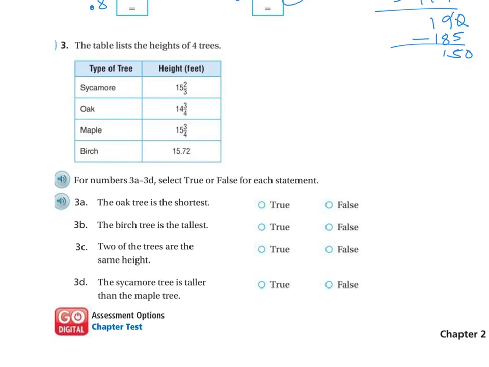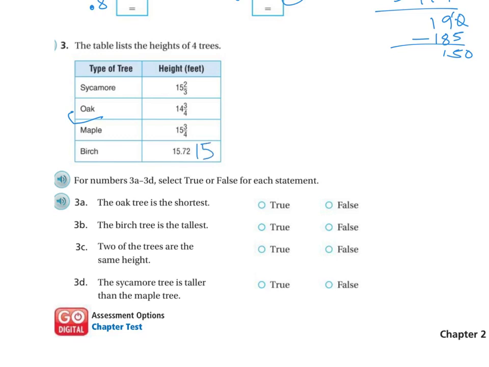The table here shows the sycamore trees and our oak tree and our maple tree and our birch tree and the height. It looks like we're going to be comparing these things, so it's better if we have them all in the same form. Our birch tree is not in a fraction, the others are. We could convert all of these to decimals, but since we only have one that's not in a fraction, it might be easier to just convert this one into a fraction.